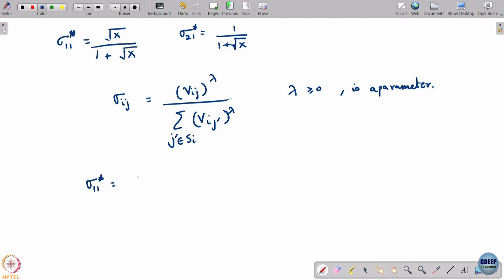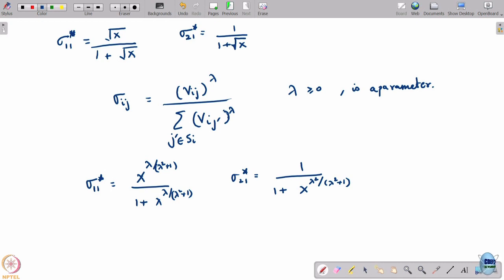It turns out, in fact, I can tell you what it looks like in closed form. Sigma 1 1 star now becomes x raised to lambda divided by lambda square plus 1, divided by 1 plus x raised to lambda divided by lambda square plus 1, and sigma 2 1 star becomes 1 over 1 plus x raised to lambda square by lambda square plus 1. So this is obviously a generalization of what we wrote earlier. If you take lambda equal to 1, we get back the earlier model.